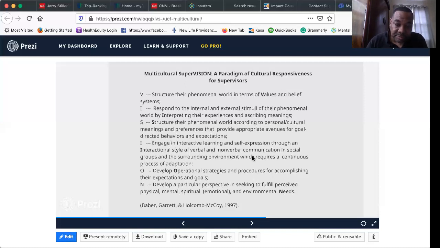And develop a particular perspective in seeking to fulfill perceived physical, mental, spiritual, and environmental needs. We need to develop a perspective of needs. So what are the needs? I work at a faith-based institution. We talk a lot about spirituality and faith. I was at the University of Connecticut, University of Florida. We never talked about spirituality and faith. I think it's criminal not to talk about spirituality and faith.